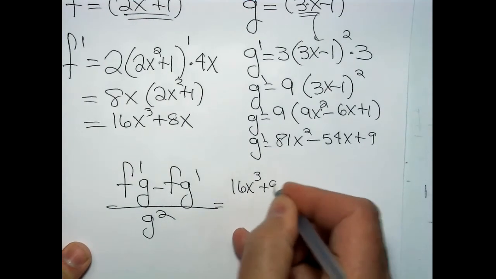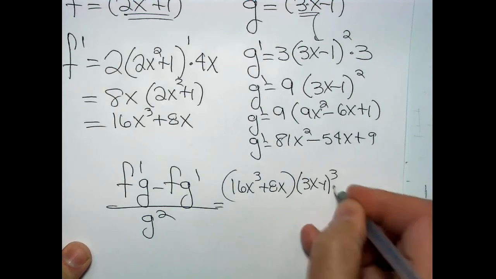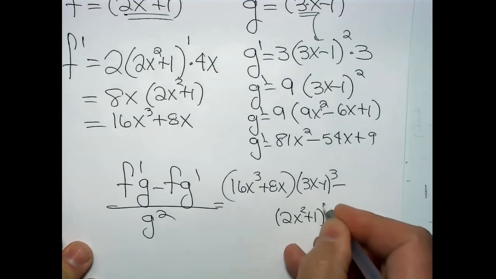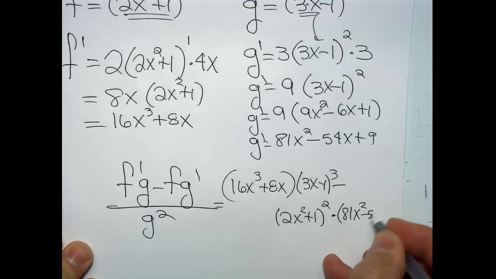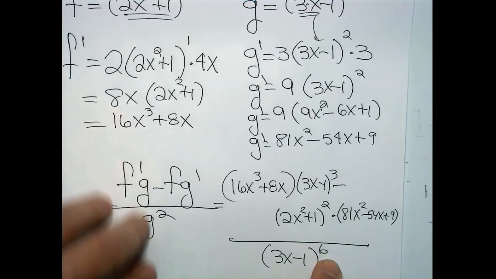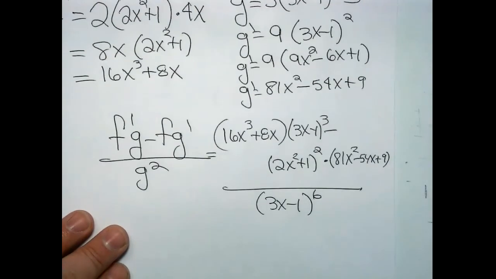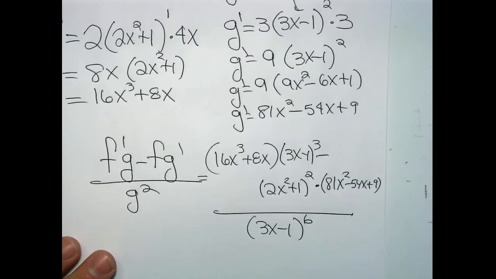So f prime g minus f times g prime all over g squared. So what I did is I squared g. When you square that, you get 3 times 2 is 6. Wow, that is just a lot of stuff up there.